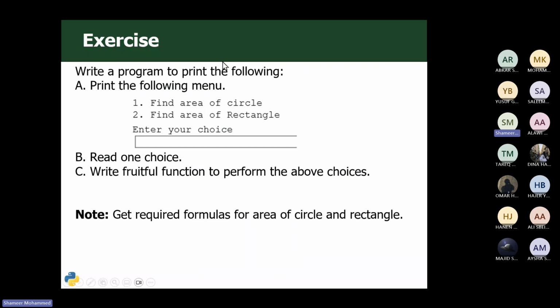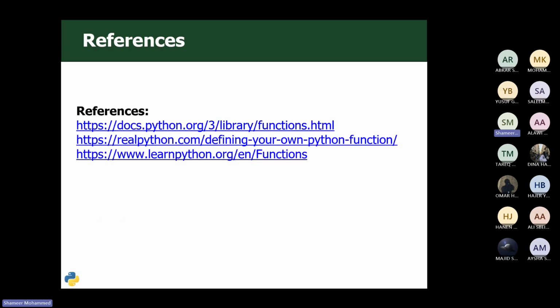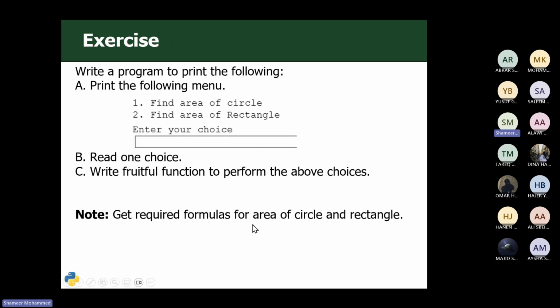Now see here, find the area of a circle, find the area of a rectangle. If I say 1, then it should print the circle area. 2 means rectangle. So you know the formulas for that one: the formula of a circle, the formula of a rectangle.